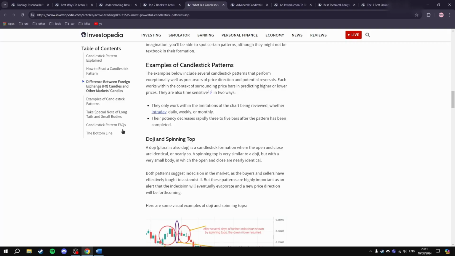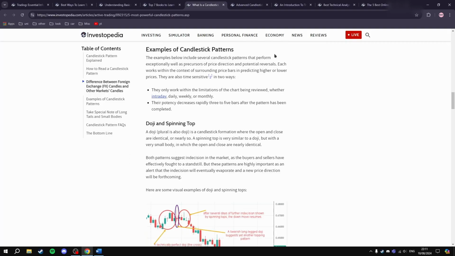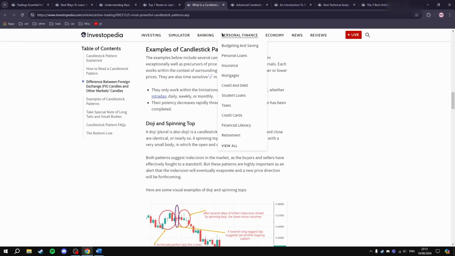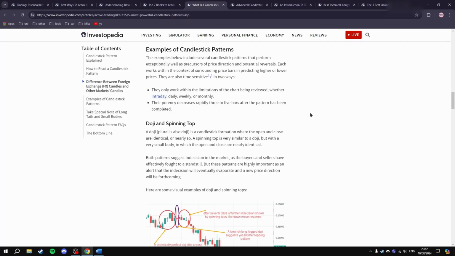Now we're going to carry on with examples of candlestick patterns. So let's get started then. Examples of candlestick patterns. The examples below include several candlestick patterns that perform exceptionally well as precursors of price direction and potential reversals. Each works within the context of surrounding price bars in predicting higher or lower prices.